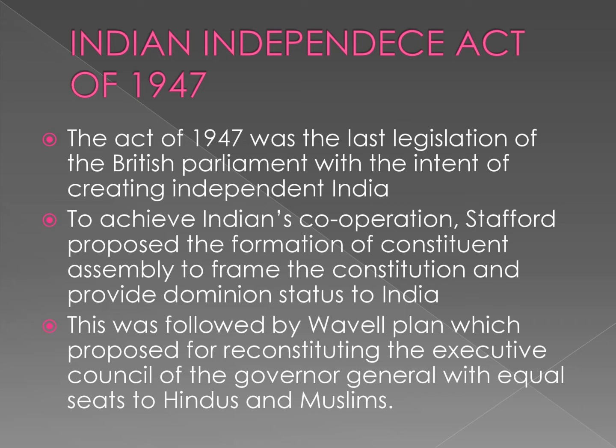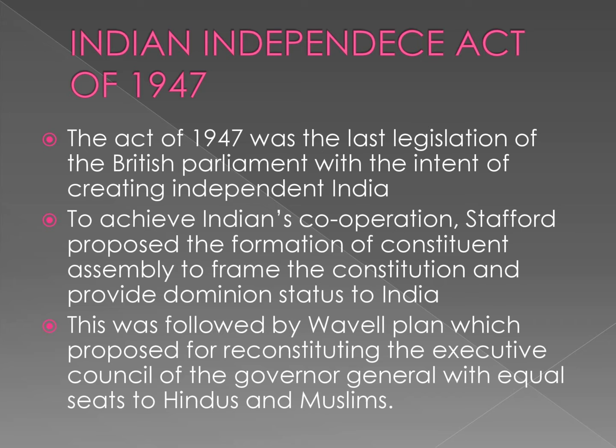With the outbreak of the Second World War, the British government sent Sir Cripps to India in 1942. When Japan had just entered the war, the Indian National Congress was opposed to extending any help. The British realized the importance of India in combating Japan. To achieve India's cooperation, he proposed the formation of a Constituent Assembly to frame the constitution and provide dominion status to India. At the end of the war, the Cripps proposals were rejected by both the Indian National Congress and the Muslim League. It led to the Quit India movement.